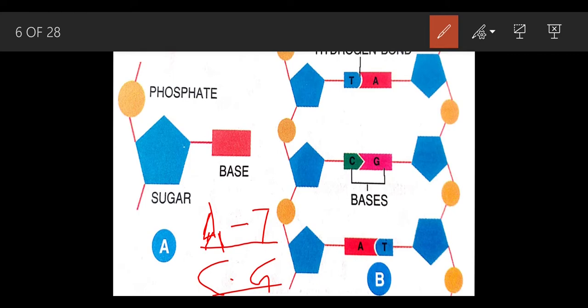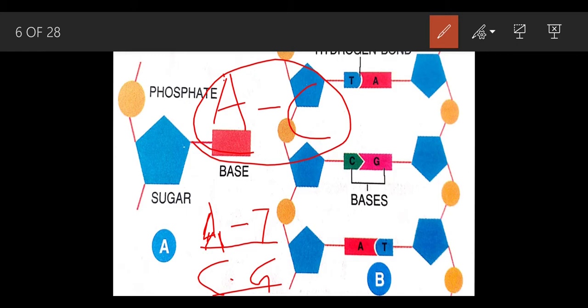If adenine were to club with guanine or cytosine, what is going to happen? It is going to cause mutation. What do you mean by the word mutation? We are going to study this in the next chapter, that is genetics. But as of now, this can't be possible. You just understand ATCG is the nitrogenous base.